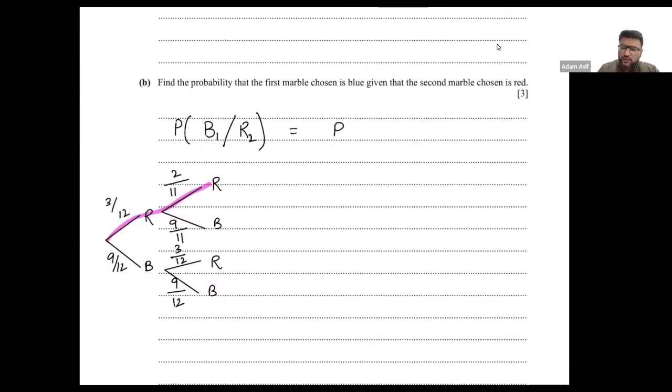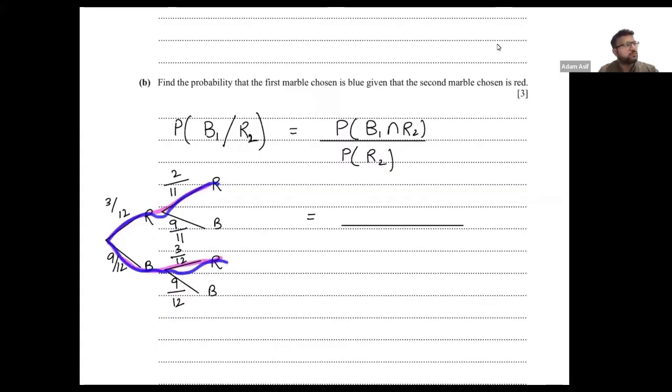So in the denominator, you will have the probability that the second marble is a red marble. And in the numerator, you will have the probability that the first marble is a blue marble and the second marble was a red marble. Now, what's going to be the probability that the second marble is a red marble? RR and BR. First marble red, second marble red, or first marble blue, second marble red. So that's the probability of the second marble being red.